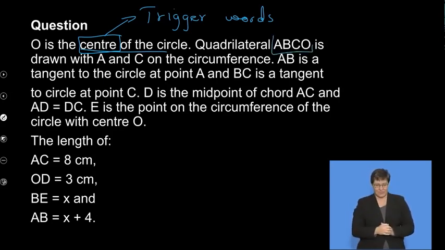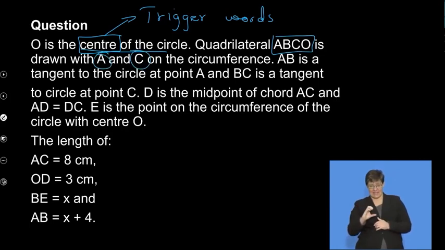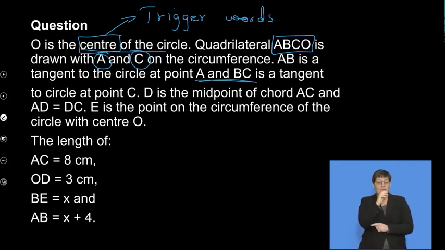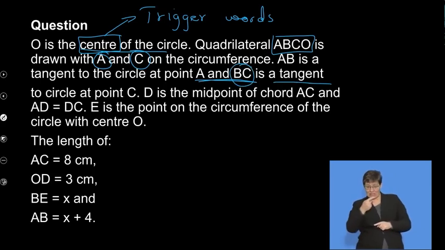Then they say quadrilateral ABCO is drawn with A and C being on the circumference of the circle, and then we know that AB is a tangent. Remember when we started I said this means we must think about the tangent chord theorem, or we can think about tangents from the same external point. But as soon as they introduce another tangent, which is BC, it means that now we can think about tangents from the same external point being equal to each other.